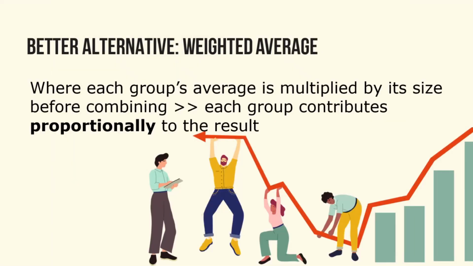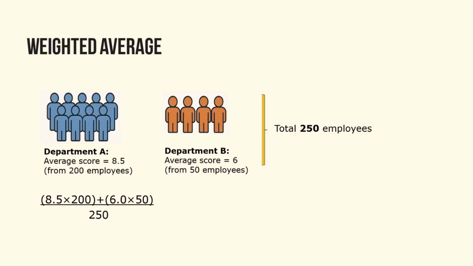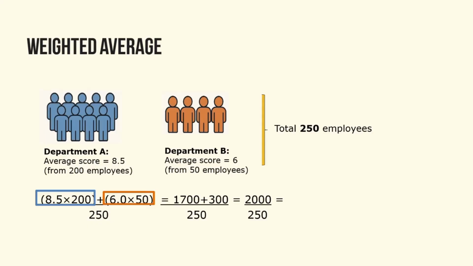A better approach is using the weighted average, where each group's average is multiplied by its size before combining. So each group will contribute proportionally to the result. If we go back to our previous example, the first thing we have to do is work out the total number of employees. The maths is: we take the 8.5, which is the score, and multiply by the number of employees for Department A. We do the same for Department B. We add the values and divide by 250. And we can see that actually the overall score is 8, not 7.25.